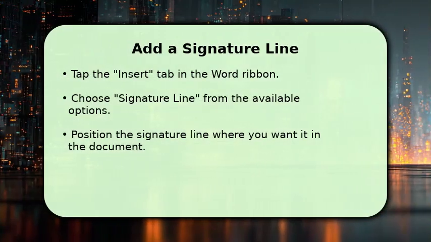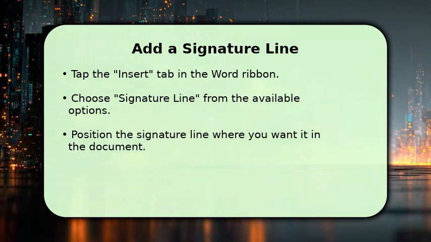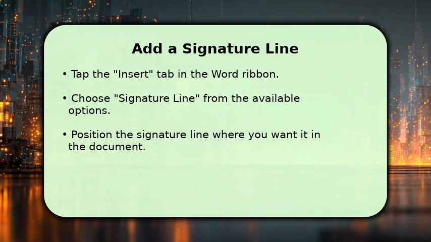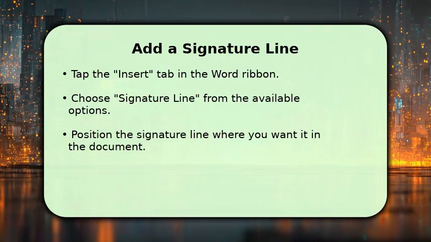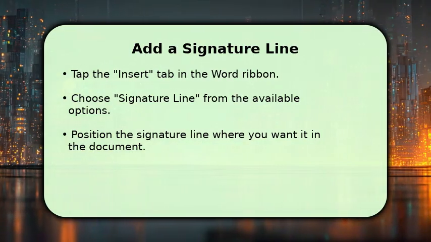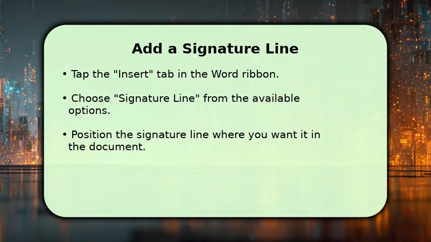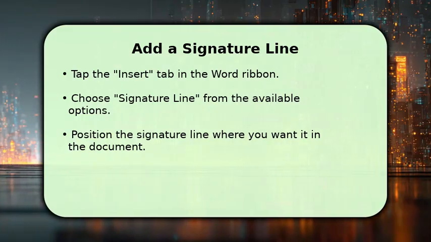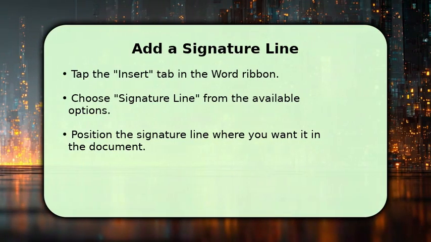Next, let's add a dedicated space for your signature. Tap on the Insert tab located in the Word ribbon at the top or bottom of your screen, depending on your phone's operating system. From the various options presented, select Signature Line. Once inserted, you can easily drag and drop this line to the precise location within your document where you intend to place your signature, ensuring a professional appearance.